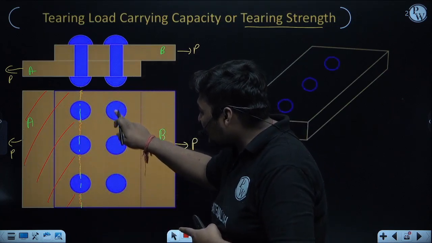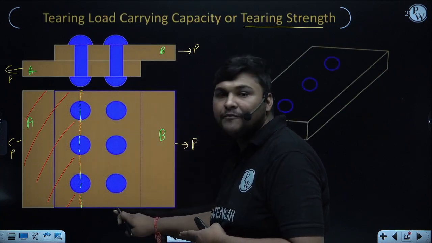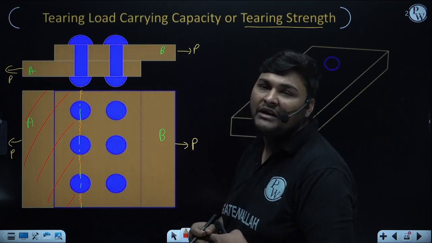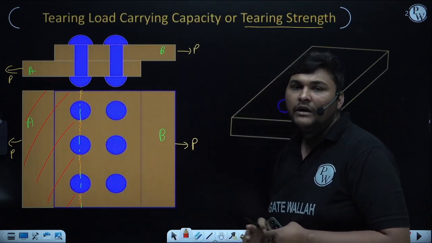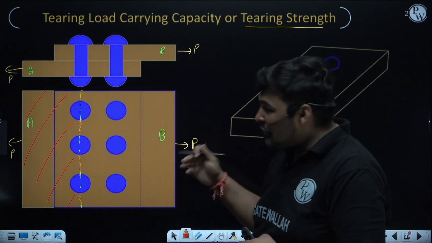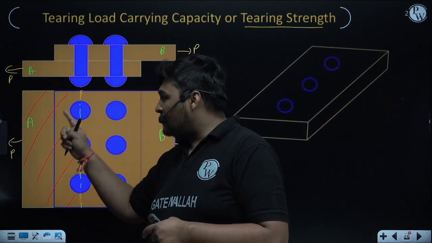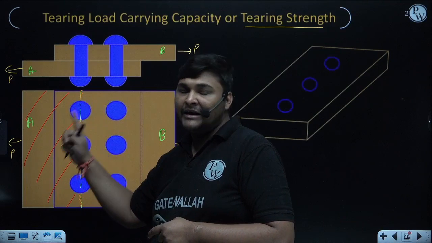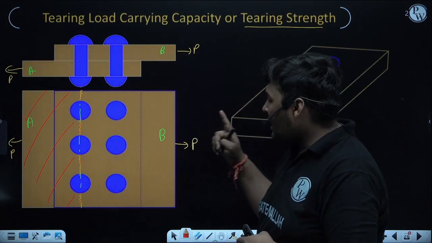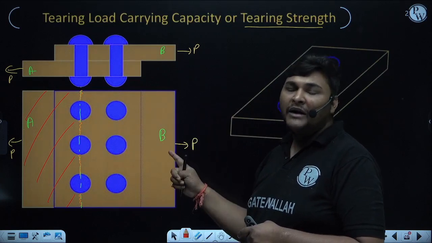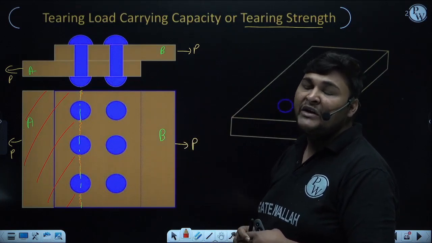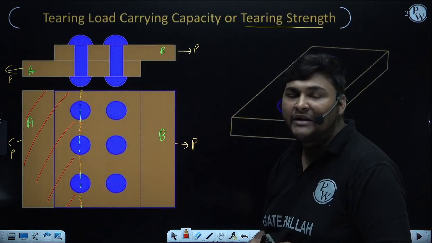In that case, we need to avoid tearing from this section. For that, we need to ensure the tensile stress in this section is less than the permissible tensile stress of the plate. If the width and thickness of each plate are the same, you can take any plate. If you want to avoid tearing of plate A, you can take load of plate A; if you want to avoid tearing of plate B, you can do that. The same result will come.